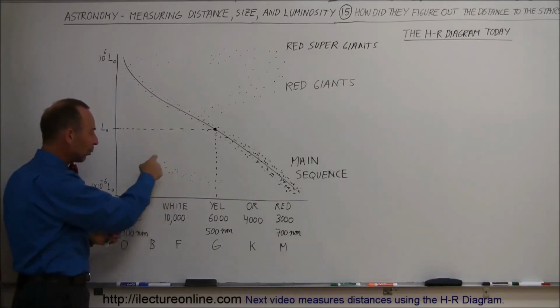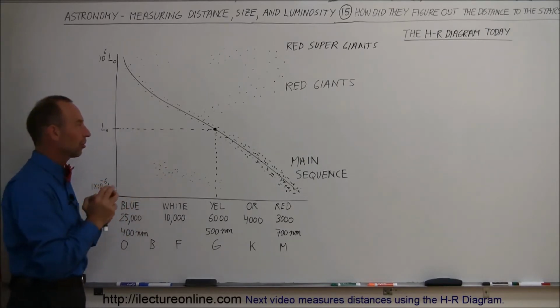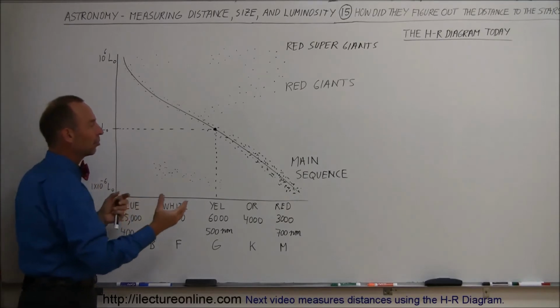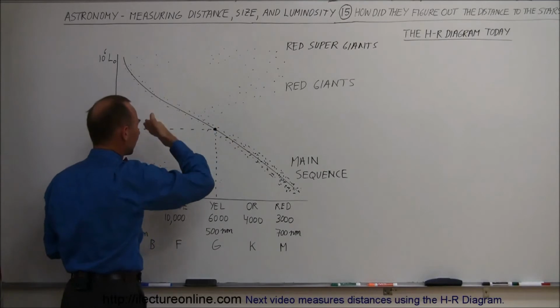Now here, notice the little white dwarfs, and it turns out that the white dwarfs are typically the end stage of a star's life. So what typically happens is a star becomes a main sequence star, then eventually becomes a red giant, and then eventually becomes a white dwarf.